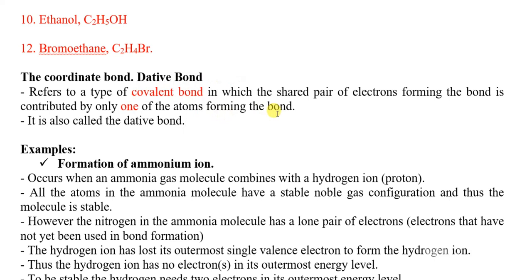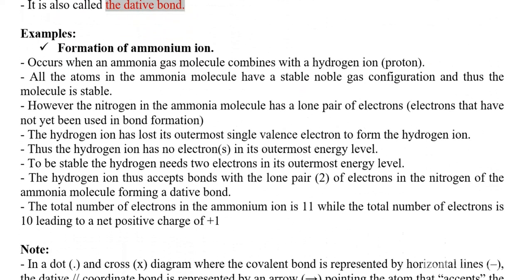But in dative bonding, only one atom will provide a pair of electrons to be shared. So when we draw this, you will see and understand very well. I know you will understand once we start drawing the dative bonding structures. Another thing I want you to know is the examples of elements or compounds that form dative bonding. One of them is the ammonium ion.